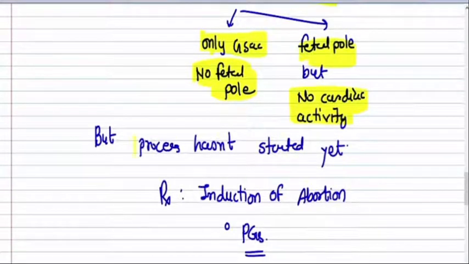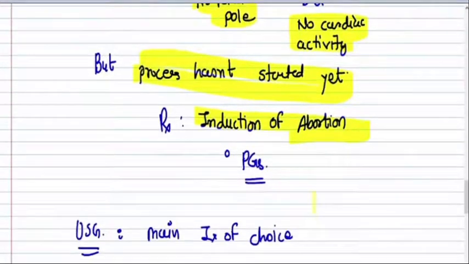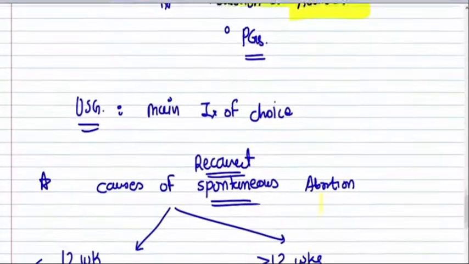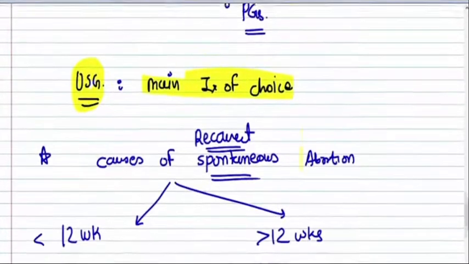But here the process of abortion hasn't started yet. Now what is the treatment? Induction of abortion with prostaglandins and oxytocics is the treatment of choice. Or if it does not work with this medical treatment, you can go for surgical dilatation and evacuation. Now ultrasound or sonography is the investigation of choice for any abortion.